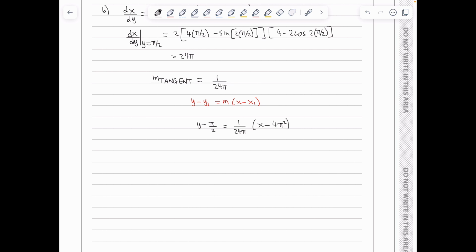So we are looking at the cut on the y-axis. So at point A, this means that x is 0, which leads to y minus pi over 2 is equal to 1 over 24 pi times 0 minus 4 pi squared. This leads to y minus pi over 2 is equal to negative pi over 6, which means that y is equal to pi over 3, and therefore the coordinates of A are 0, pi over 3.